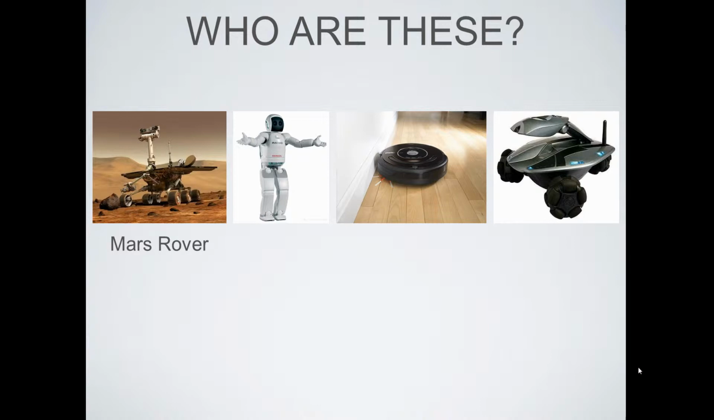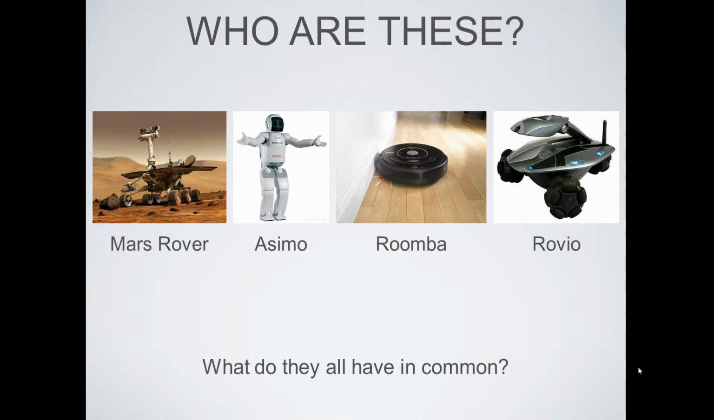The second one is called ICT-Ed. The third one is called Roomba. And the fourth one is called Rovio. Now then, another question. These 4 pictures, what do they all have in common?